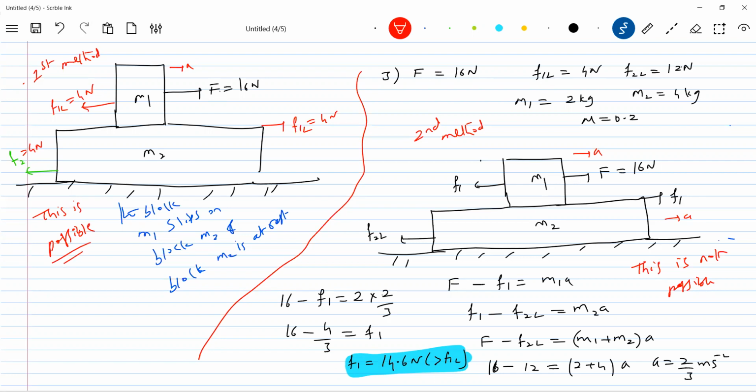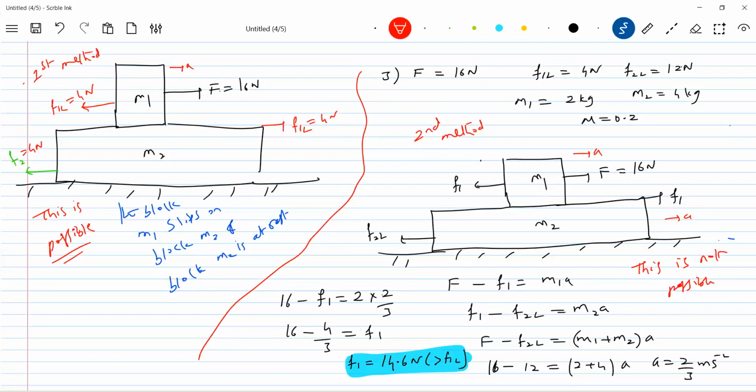Got it, no? So earlier what happened? We did for 8 Newton. Now I brought for 16 Newton. So let me check for the higher values, still higher values. So let it be 30 Newton, or you go for 32 Newton.